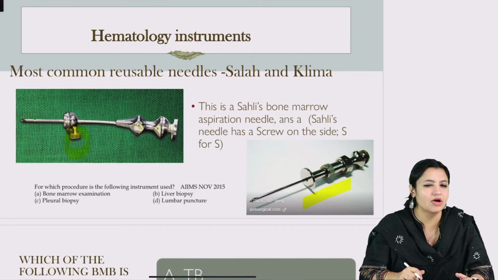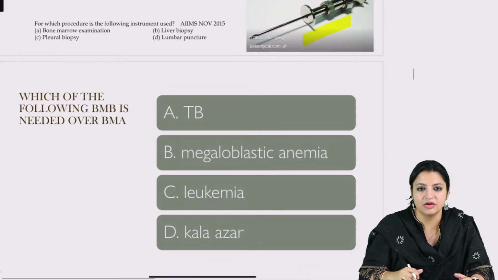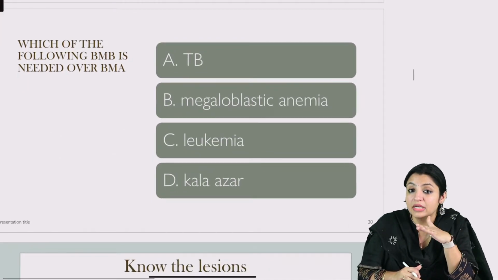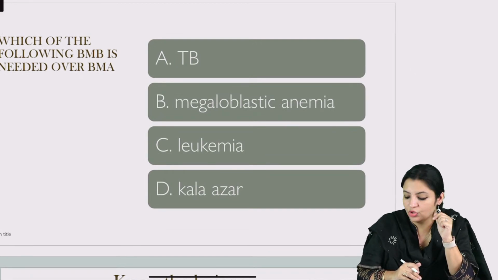Let's come to a little tough question. Let me see how many of you can answer this question. In which of the following conditions do you mandatorily need a bone marrow biopsy? So bone marrow biopsy is needed over bone marrow aspirate in which of the following lesions?